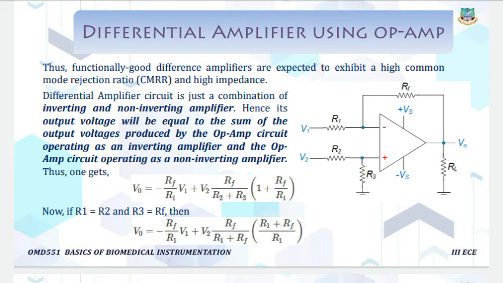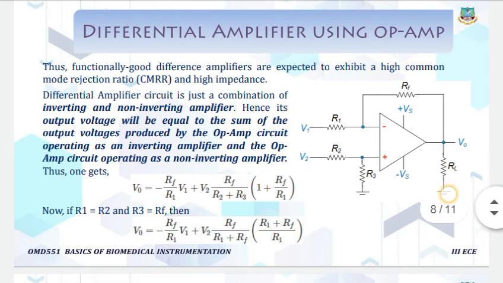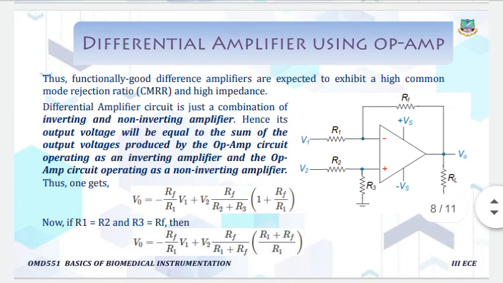If R1 is equal to R2 and R3 is equal to RF, then we can say V0 is equal to minus RF by R1 into V1 plus V2 into RF by R1 plus RF divided by R1.